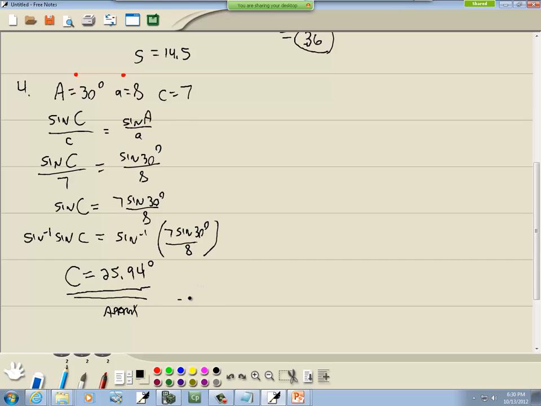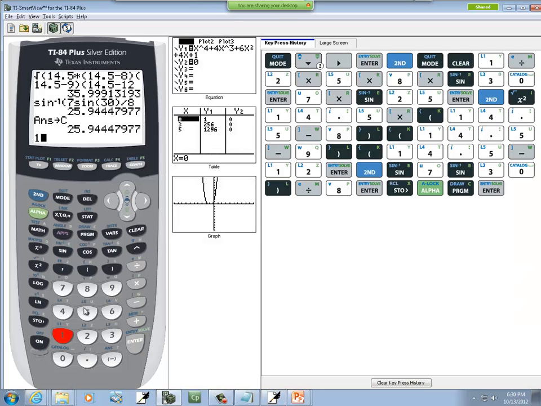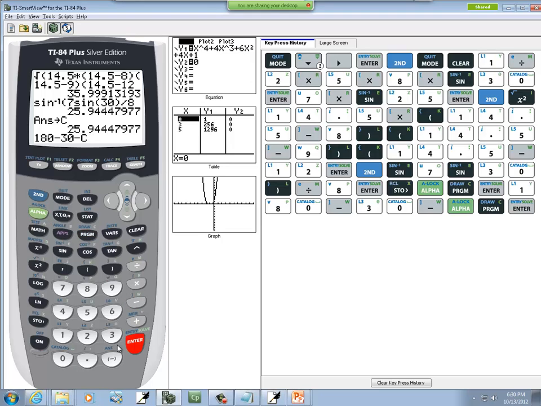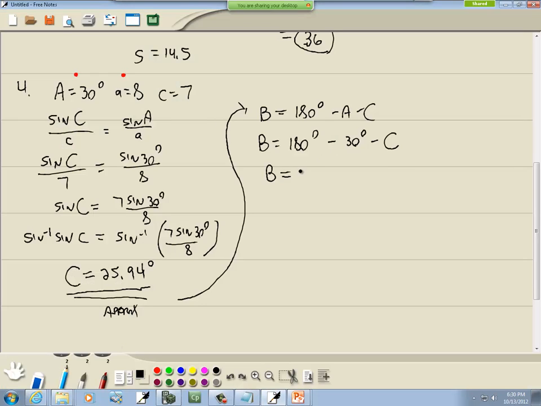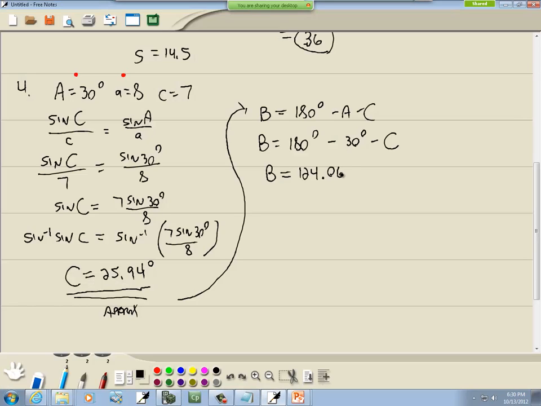We actually need B. So let's come up here. B is easy. B is 180 degrees minus A minus C. So I have 180 minus A, which is 30, minus C. Now that's 25.94, but again, I don't want to use the approximation. So I'm going to do 180 minus 30 minus C. I do alpha program to put C in, and then enter. So B is equal to 124.06 degrees to 2 decimal places.